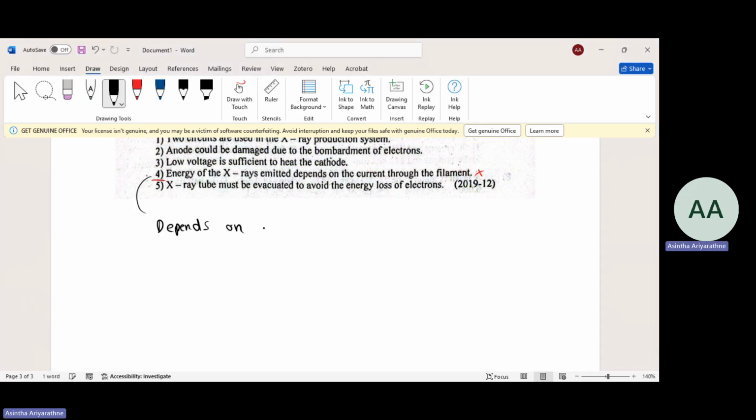It depends on the high voltage, the voltage which is being applied across the anode and cathode.